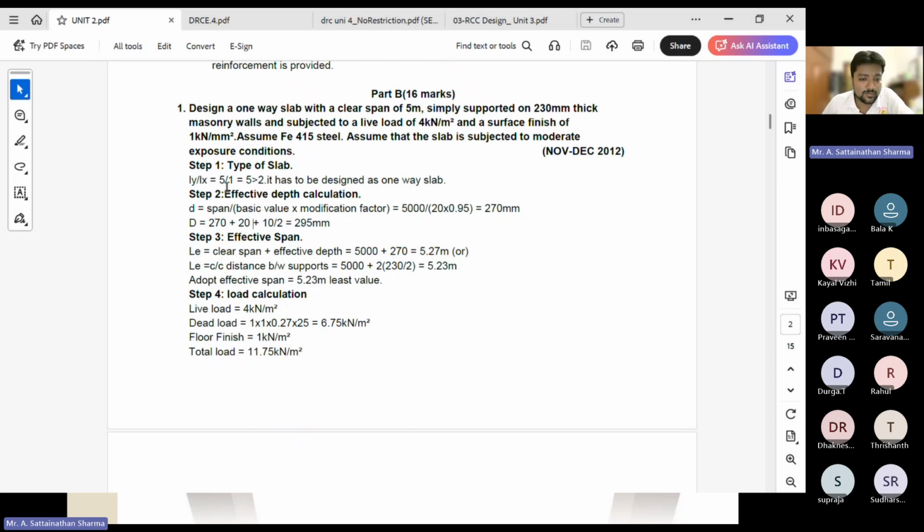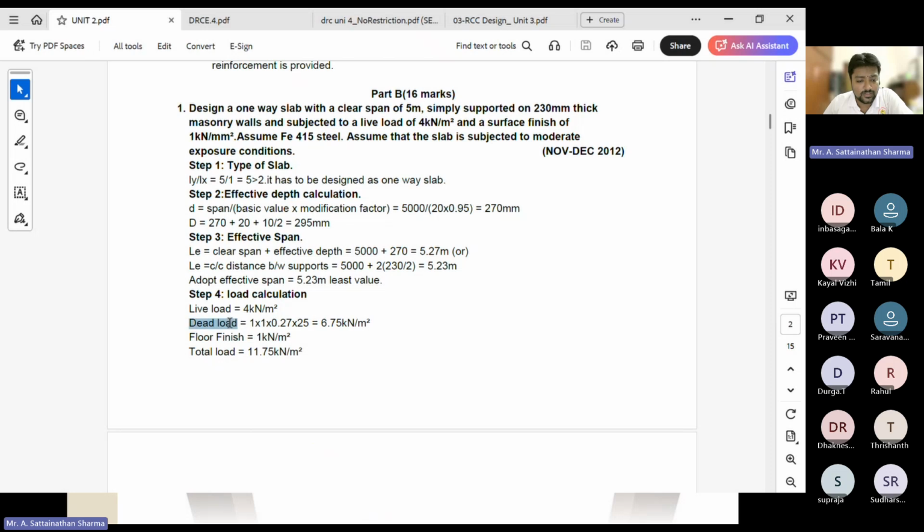Okay, fine. Step 1, step 2, and step 3 done. The fourth step is load calculation. Everything is derived from the question only. That's why I said, just concentrate on the data in the question. From the data, you can easily understand the steps to design the problem. First load is dead load. Here the live load is given, no problem. It is given in the question.